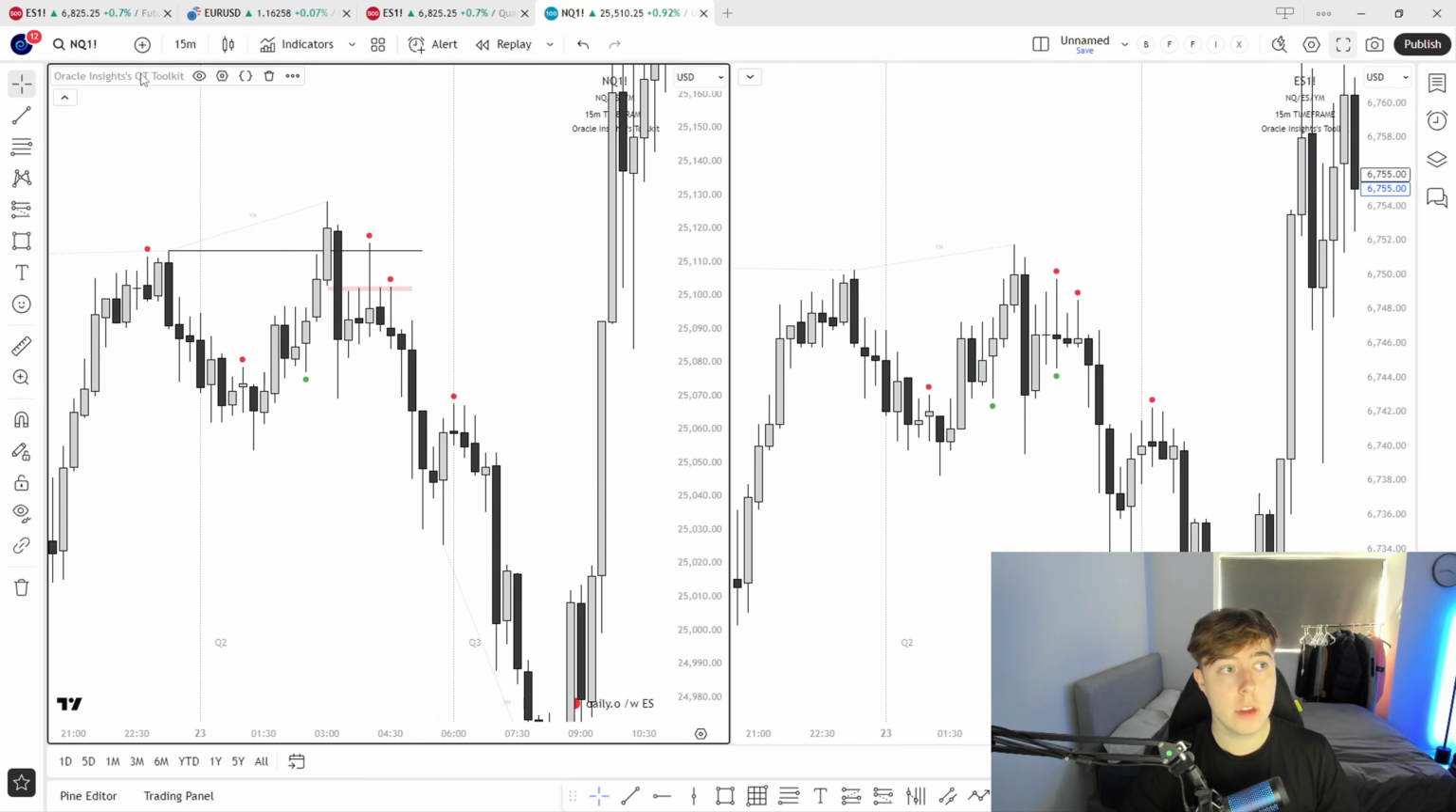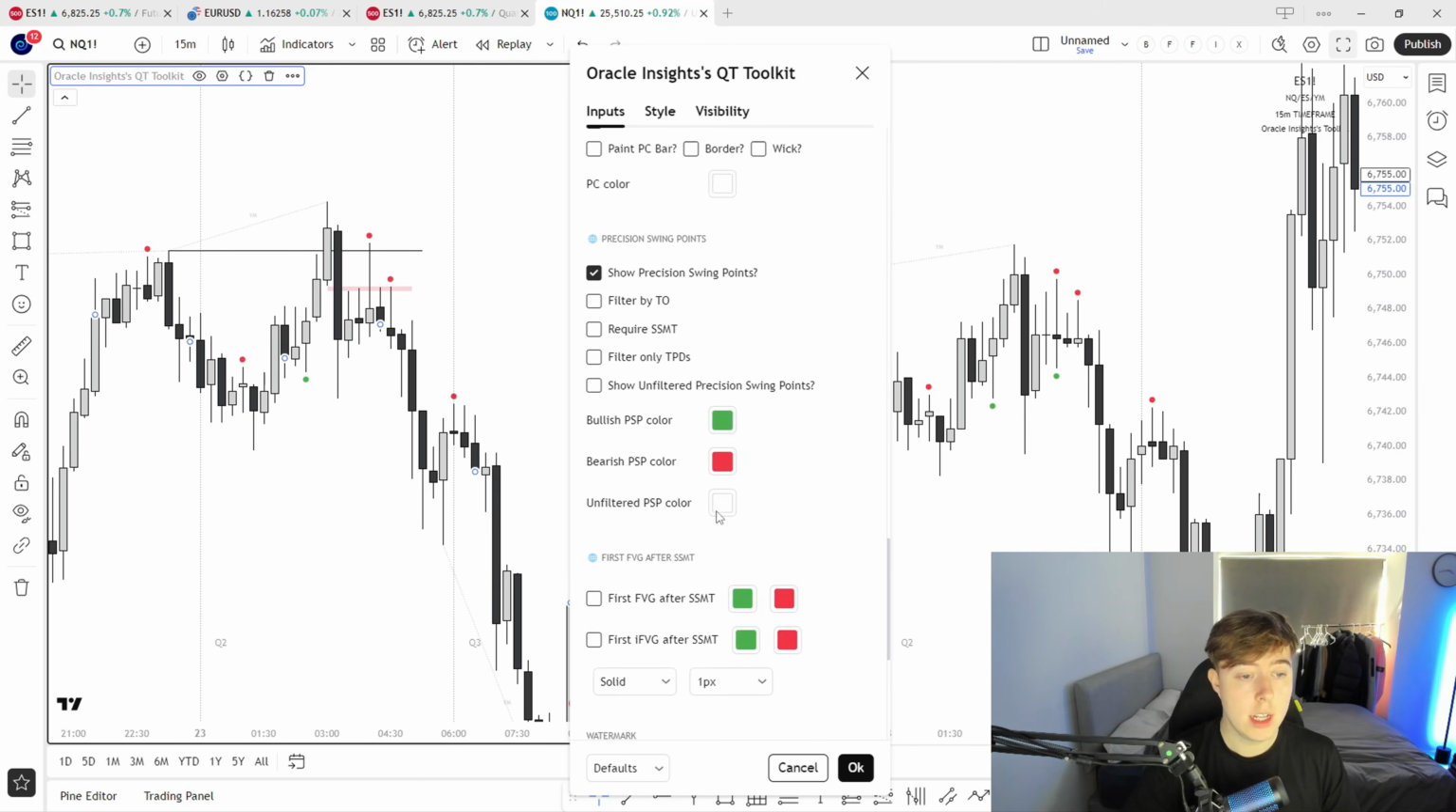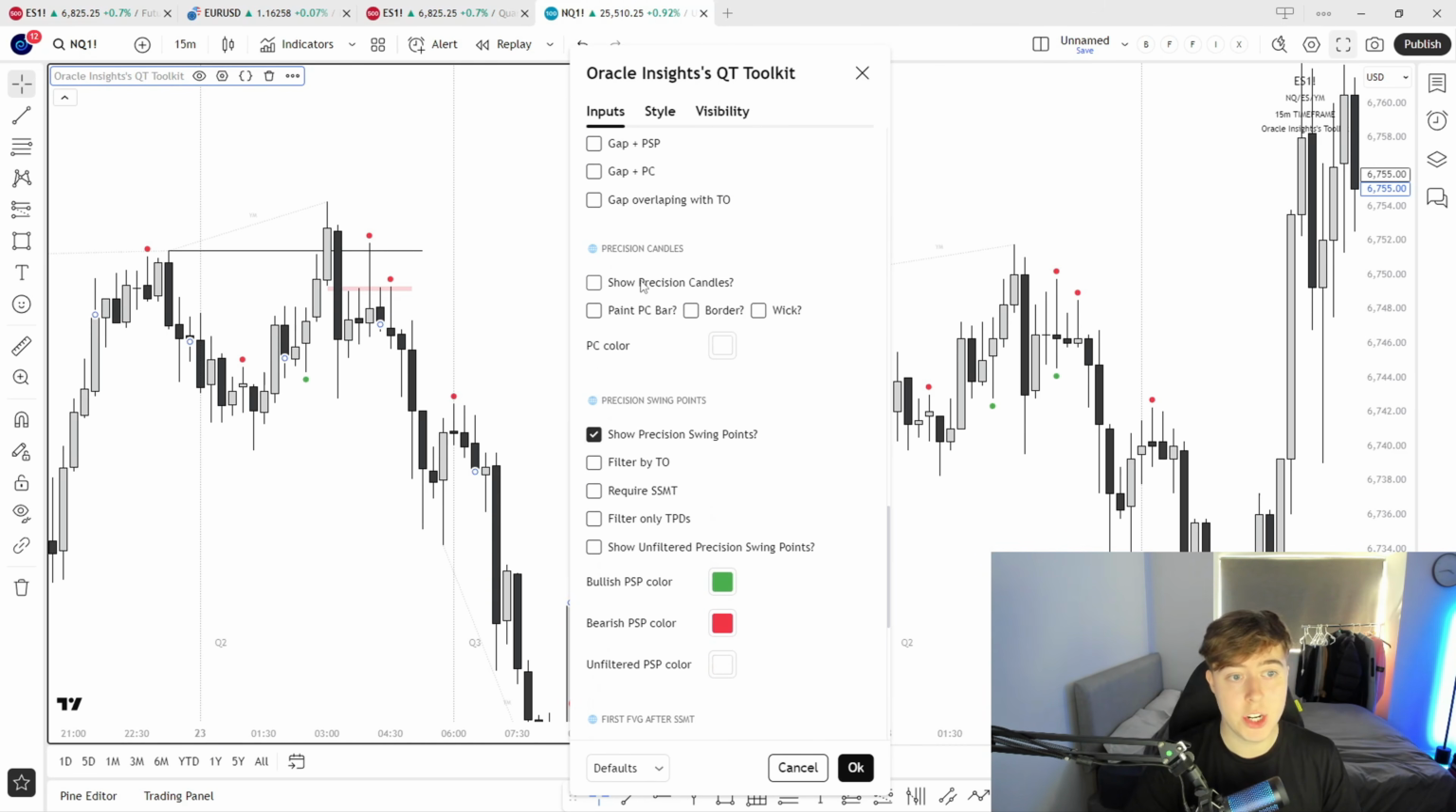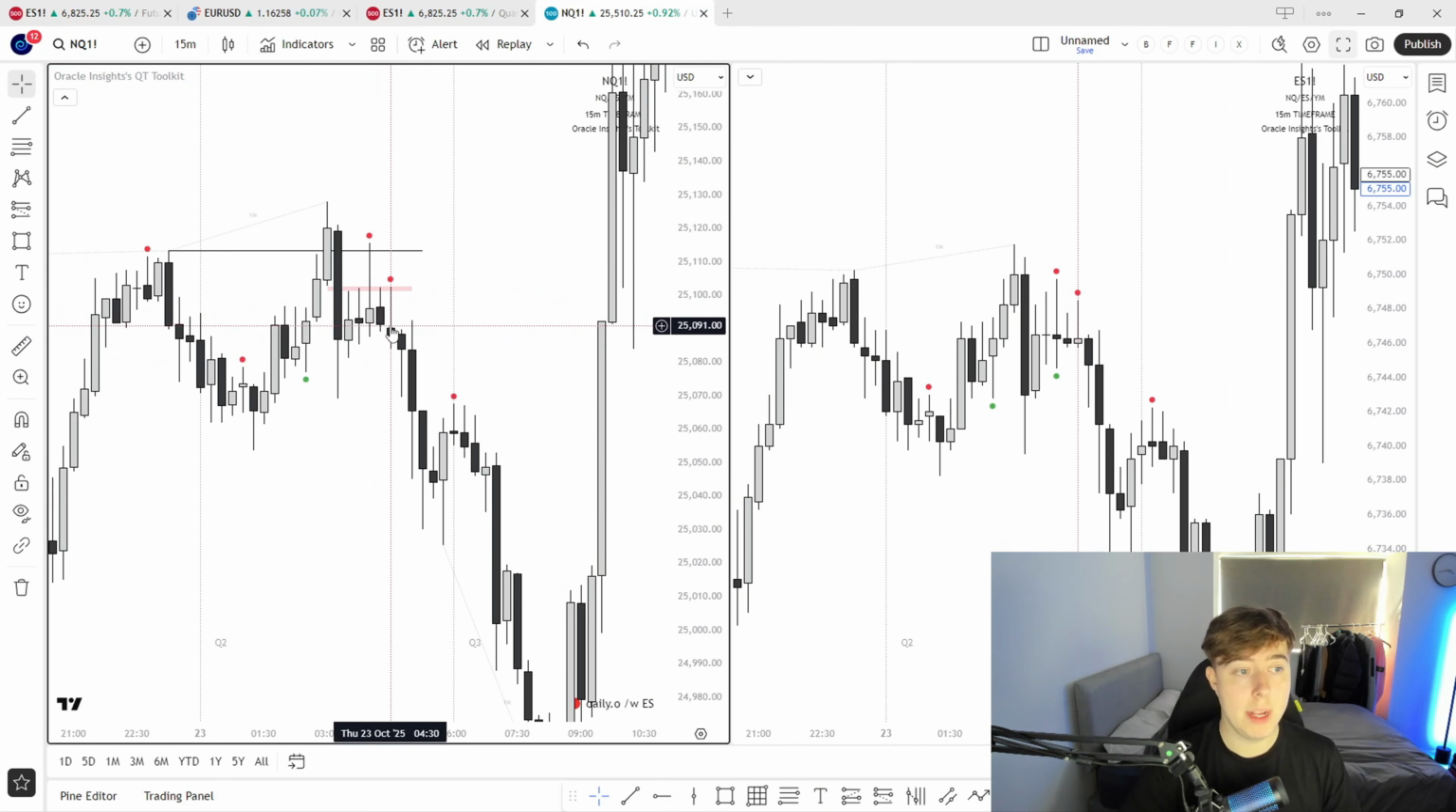We've got an indicator that marks out the precision candles as well. It's inside of here, sorry. As you can see, where's it at? Precision candles, so you can have them marked out as well. But in this case, like I said, we'll go over PSPs particularly.